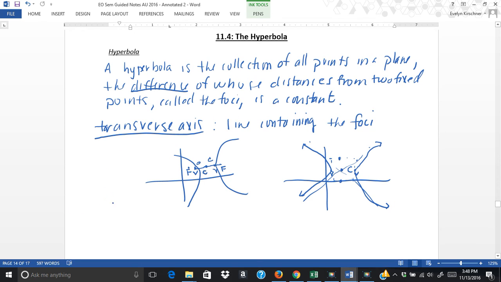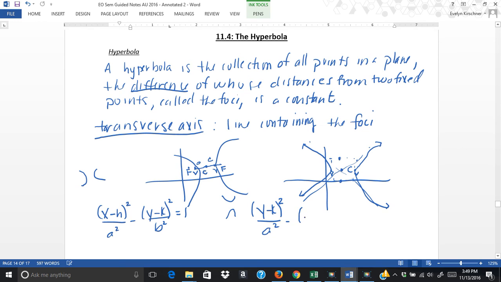My equations are, if my transverse axis is in the x direction, then it's x minus h squared over a squared minus y minus k squared over b squared equals 1. Notice a minus sign. And this is if it's in the x direction. And if it's in the y direction, so this is one that looks like this, it's y minus k squared over a squared minus x minus h squared over b squared is 1. So the positive one is the one that the transverse axis direction is.